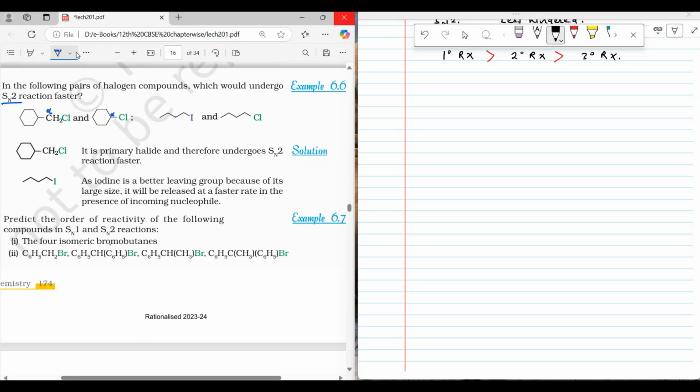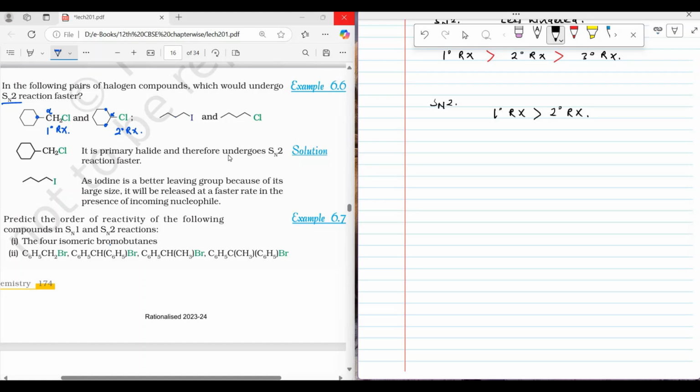In the first structure, this alpha carbon is bonded to just one other carbon. So the first halogen compound is a primary alkyl halide. In the second structure, the alpha carbon is bonded to two other carbons. So that's why it is a secondary alkyl halide. And we know for the SN2 reaction mechanism, primary alkyl halides react faster than secondary alkyl halides. So the first structure will undergo the faster SN2 reaction.